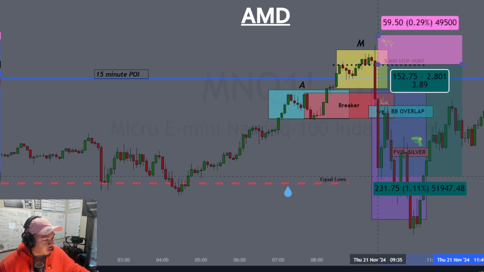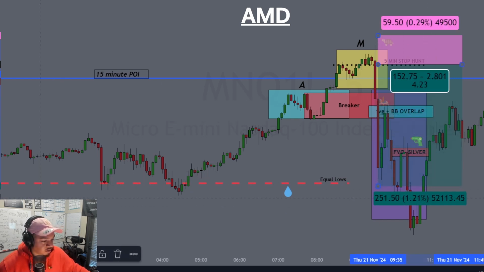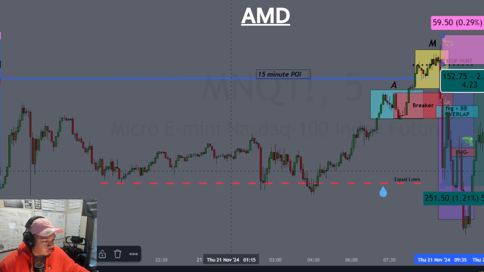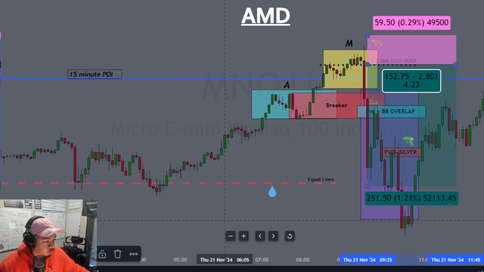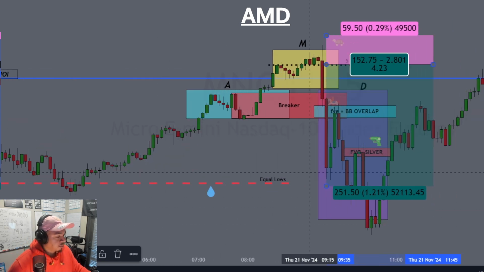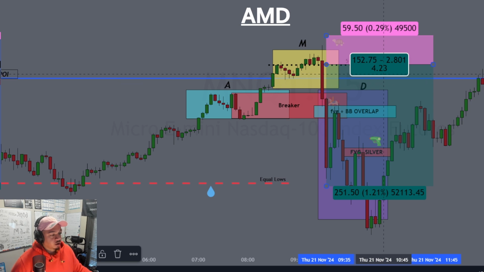And we're going to be targeting the equal lows down here, right? Because this is where area of price where there was lows that all lined up. So there's definitely stop loss orders under here. That's what we're targeting. We're targeting liquidity. We're targeting buy stops and sell stops.